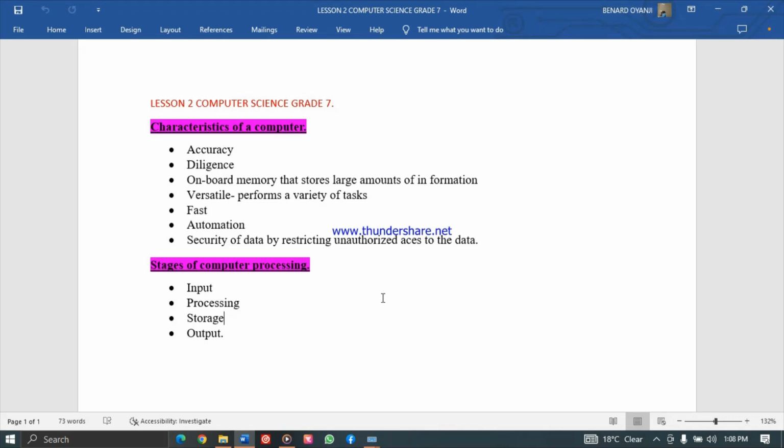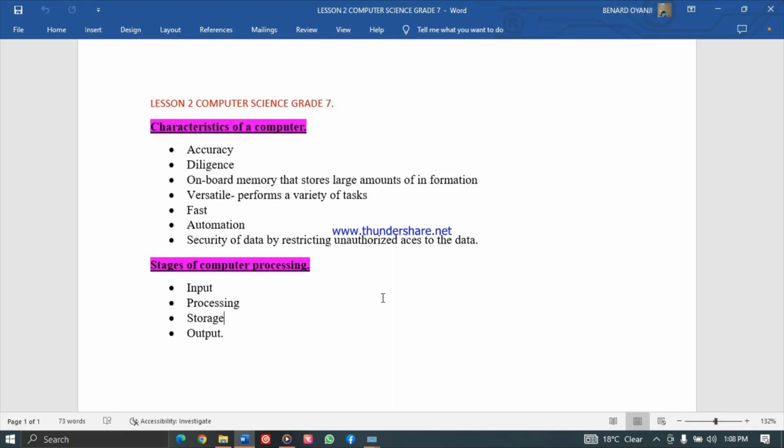So when you talk of security of data, this simply means that when you have a computer, you can restrict unauthorized access by people by just putting a password. So for anyone to access your data, he or she must have your password. Without the password, they cannot access the data. So this guarantees security of your data.